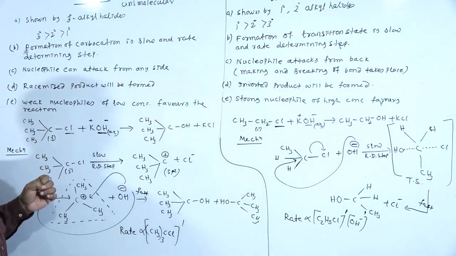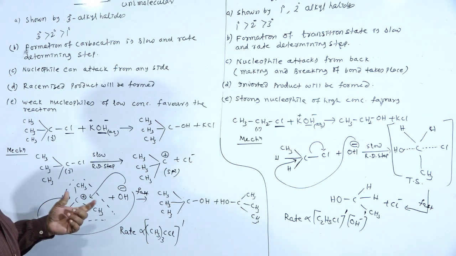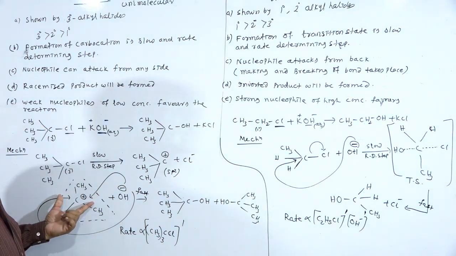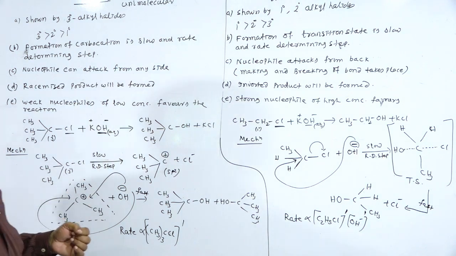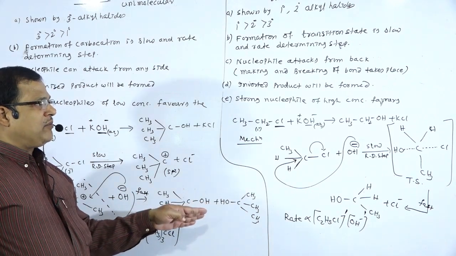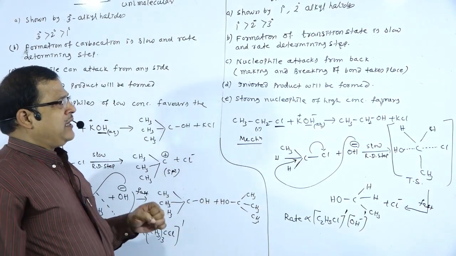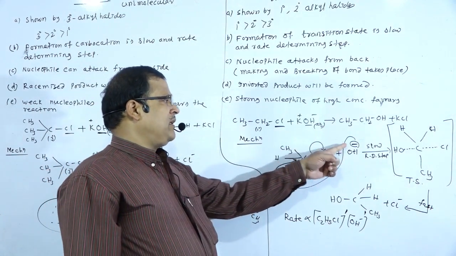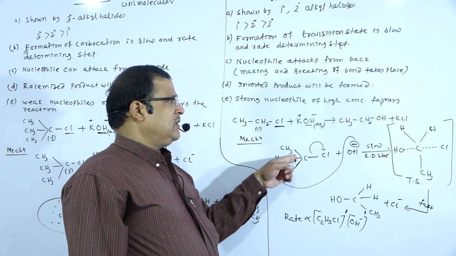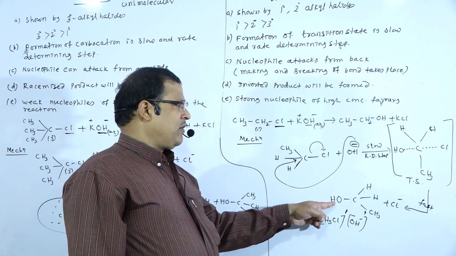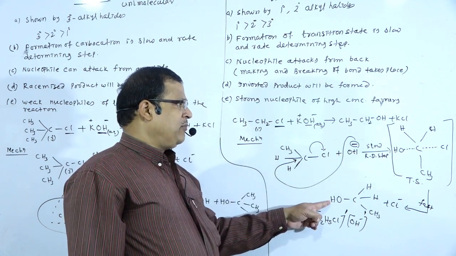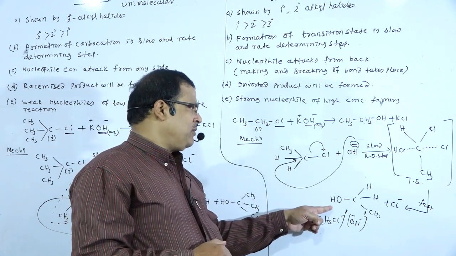In this case, the nucleophile can attack from any side, because of the sp2 hybridized carbon atom. So a racemized product is formed; both D and L forms will be obtained. D form and L form. But in that case, the OH minus nucleophile will attack from the back. Therefore, an inverted product will be formed. The chlorine atom is removed from the front, but the OH group is attached to the back. Just the inverted product will be formed.